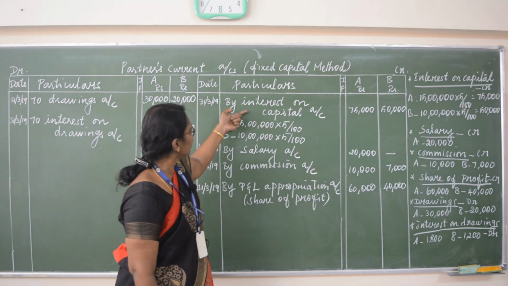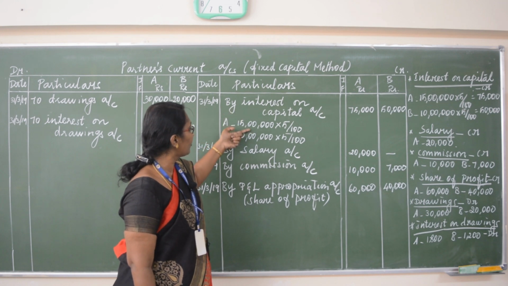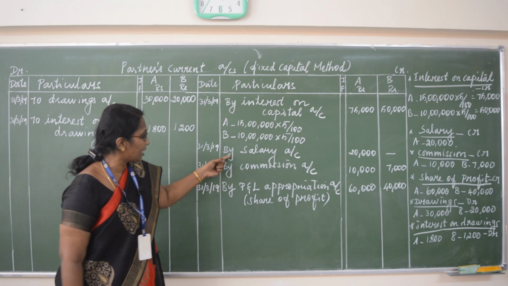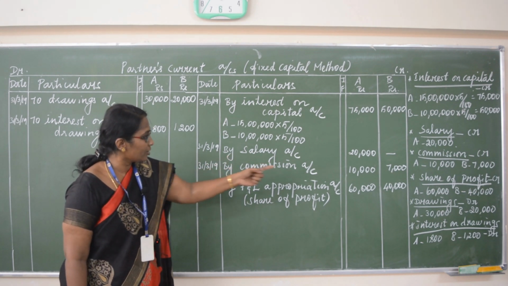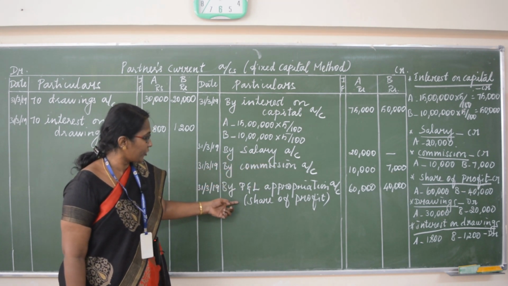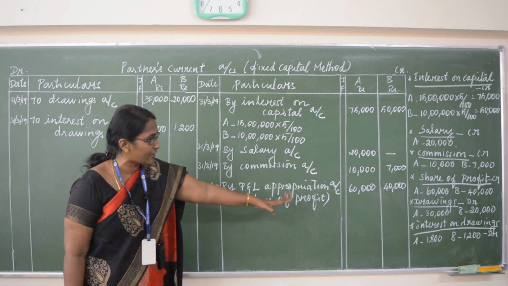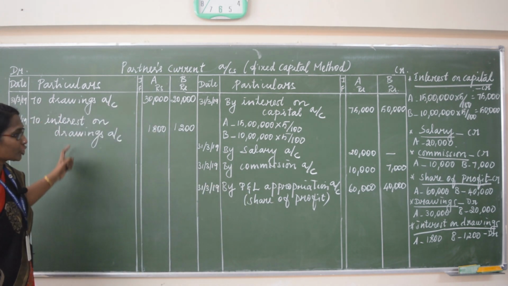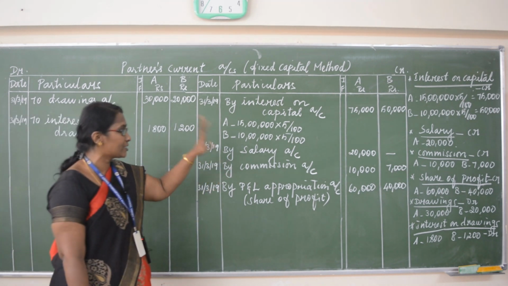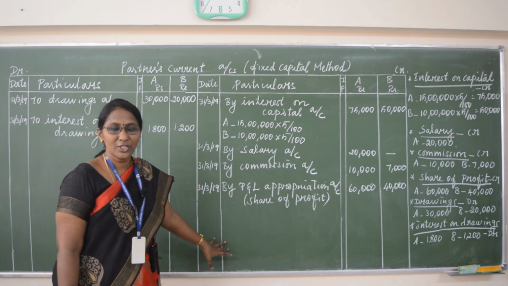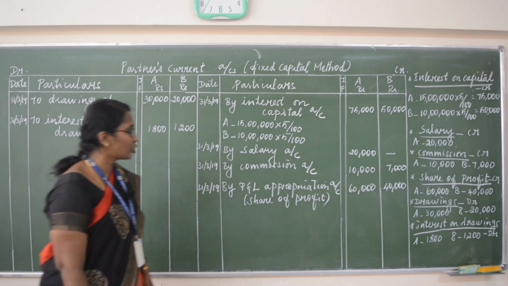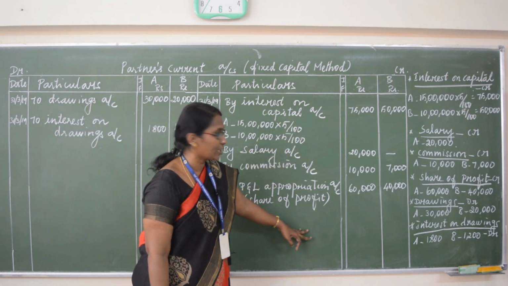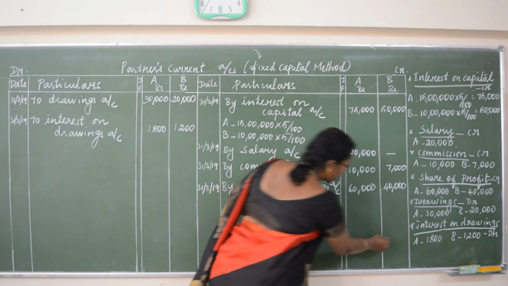I have entered interest on capital for A, and for B we have calculated and written. Salary we have written. Commission we have entered. Profit share from P&L appropriation we have entered. Drawings we have entered. Interest on drawings also we have entered. All the adjustments I have entered. Shall we total? See which side the total will be more? I feel the credit side total is more. So I write total.